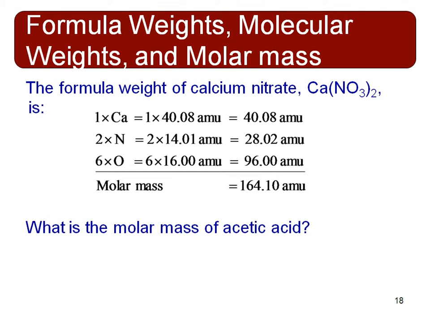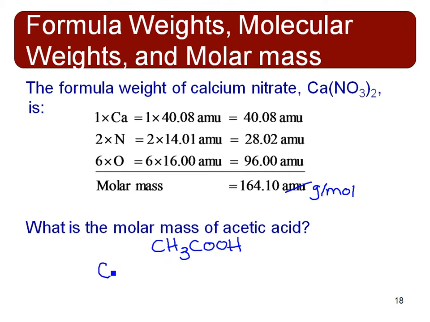I'll give you a hint here for this next practice problem. It wants the molar mass of acetic acid. Molar mass has the units of grams per mole, so we'll change this. I'm going to give you the formula for acetic acid. You can pause if you want to work it yourself, but I'm going to go ahead and keep going here.